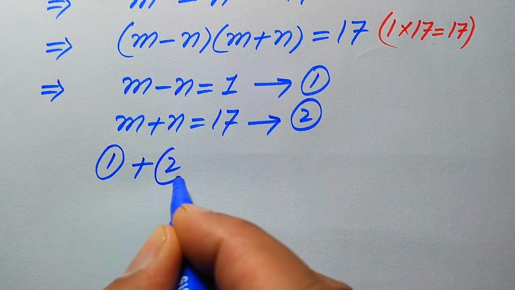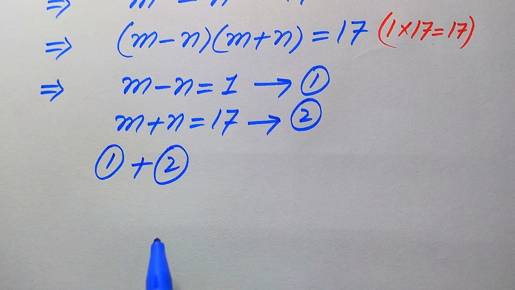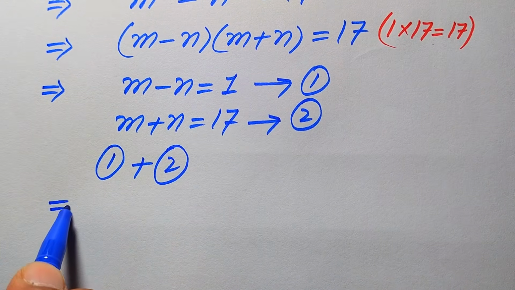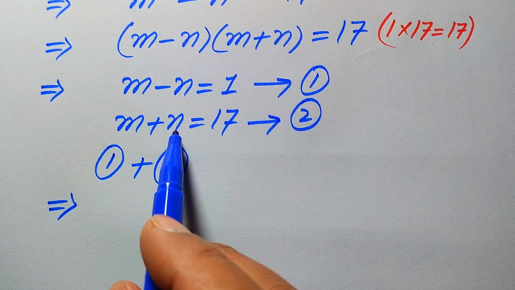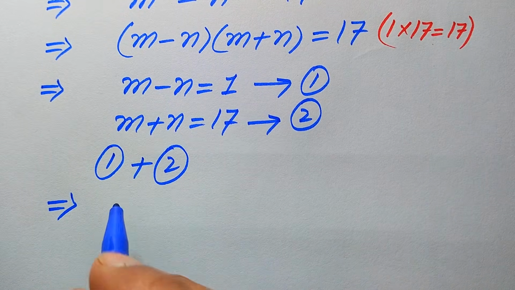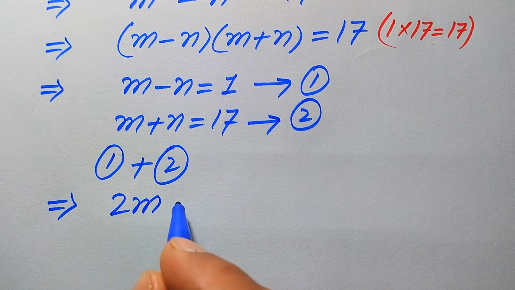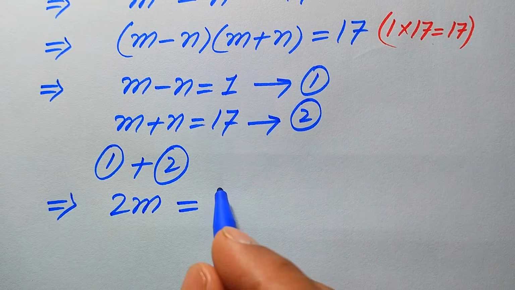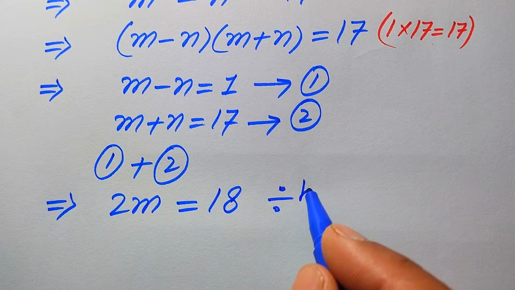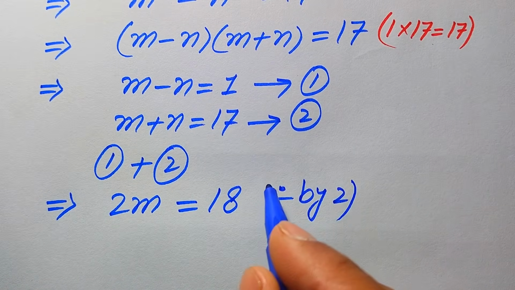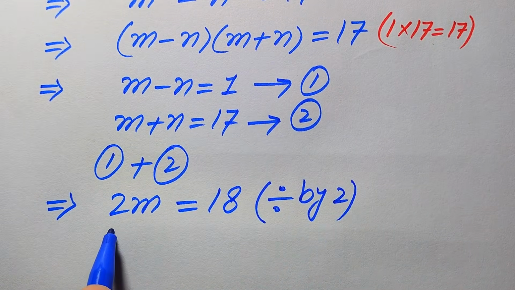So first, in order to find the values of m and n, we need to add equation number 1 and equation number 2. When we sum up both equations, minus n and plus n cancel out by each other, and we get m plus m becomes 2 times m, which is equal to 1 plus 17, which becomes 18. So here our target is to find the value of m. For this we divide both sides by 2 in order to remove this 2 from here.